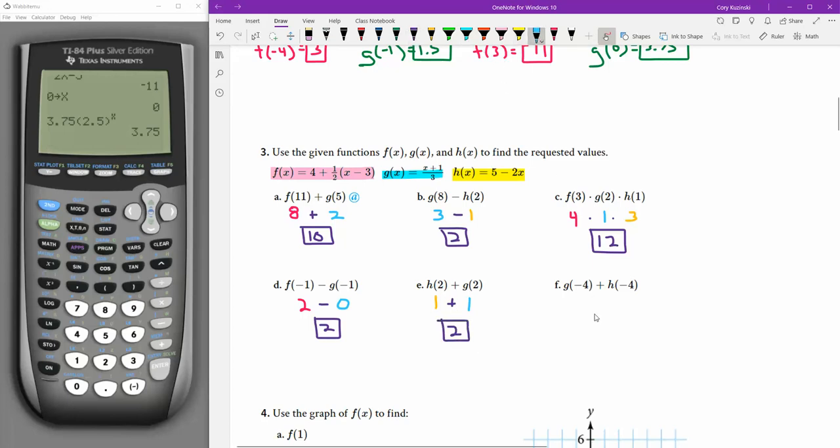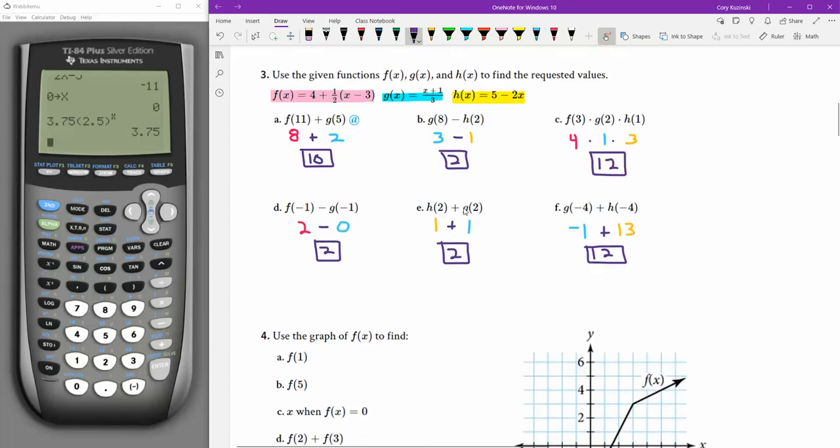G of negative 4. We haven't done that one yet. Negative 4 plus 1 is negative 3. Negative 3 divided by 3 is negative 1. H of negative 4. Well, how about negative 2 times negative 4 would be 8. So we'll do 5 plus 8, which is 13. And then negative 1 plus 13 is 12. All right, so order of operations. You've got to figure out the value of the function before you figure out the value of the entire expression.